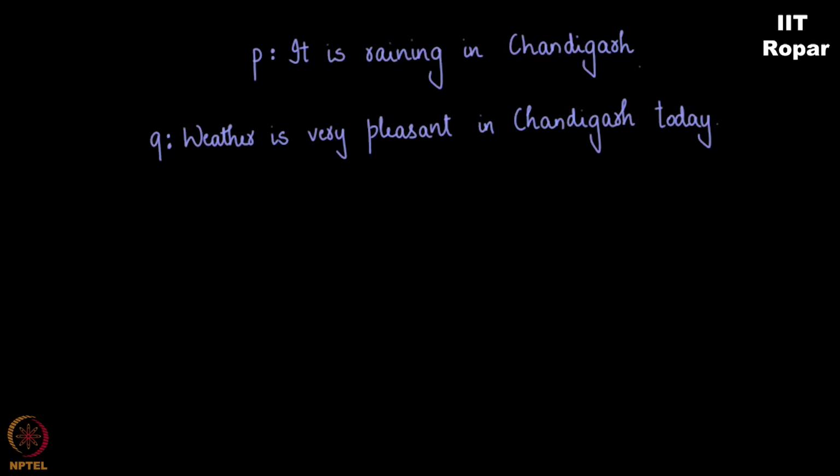Now, I say P implies Q is true. What do I mean by that? I mean that if it is raining in Chandigarh today, it implies that weather is going to be nice today. It's going to be pleasant today. This is true, right? You should not debate on how do you know this is true. I'm telling you, it's always true in Chandigarh that whenever it rains, the weather becomes really pleasant and awesome.